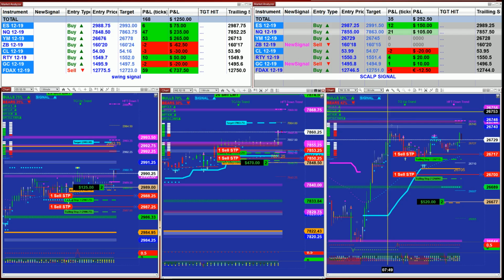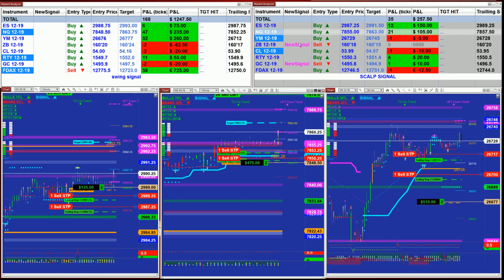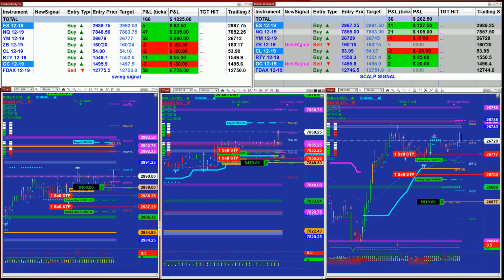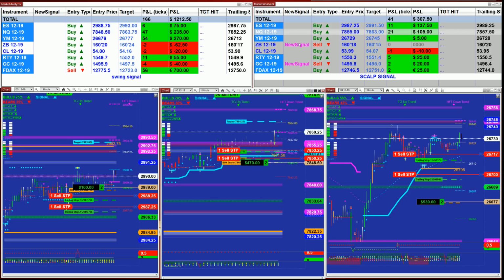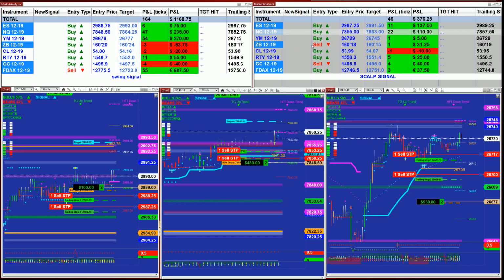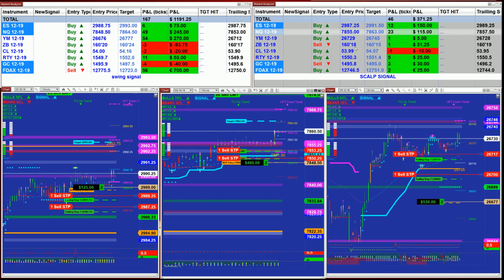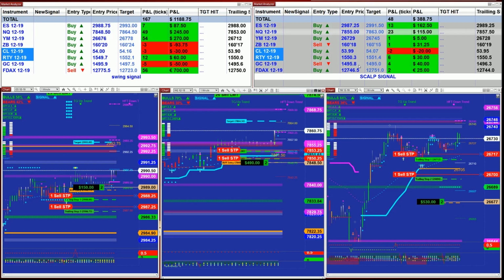There is a new signal on the scalping for the 30-year treasury bond, and a new signal on the gold. You can see the new signal where it says 6018, target 6015. On the gold it says 1495.8, target 1495.